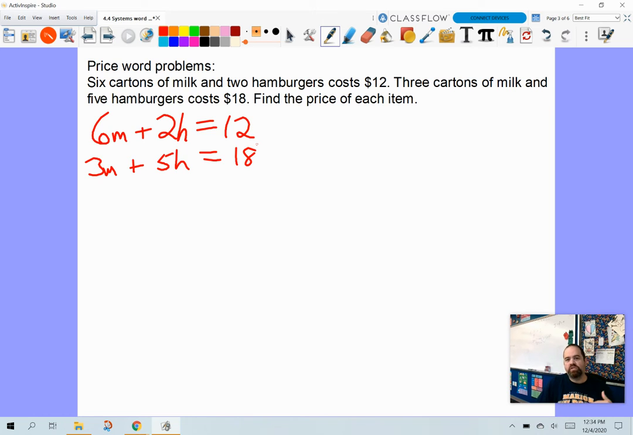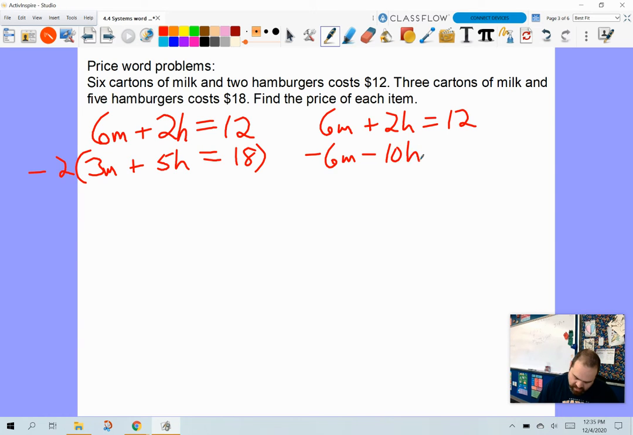So when we get our solution, it's going to be a dollar amount. Maybe dollars and cents, but the answer will be $1. So dollar signs are needed here. So I'm going to take my bottom equation and multiply that by -2. So give myself a little room here. 6 milks, 2 hamburgers is $12. And then my bottom equation is now -6m minus 10h equals negative 36.